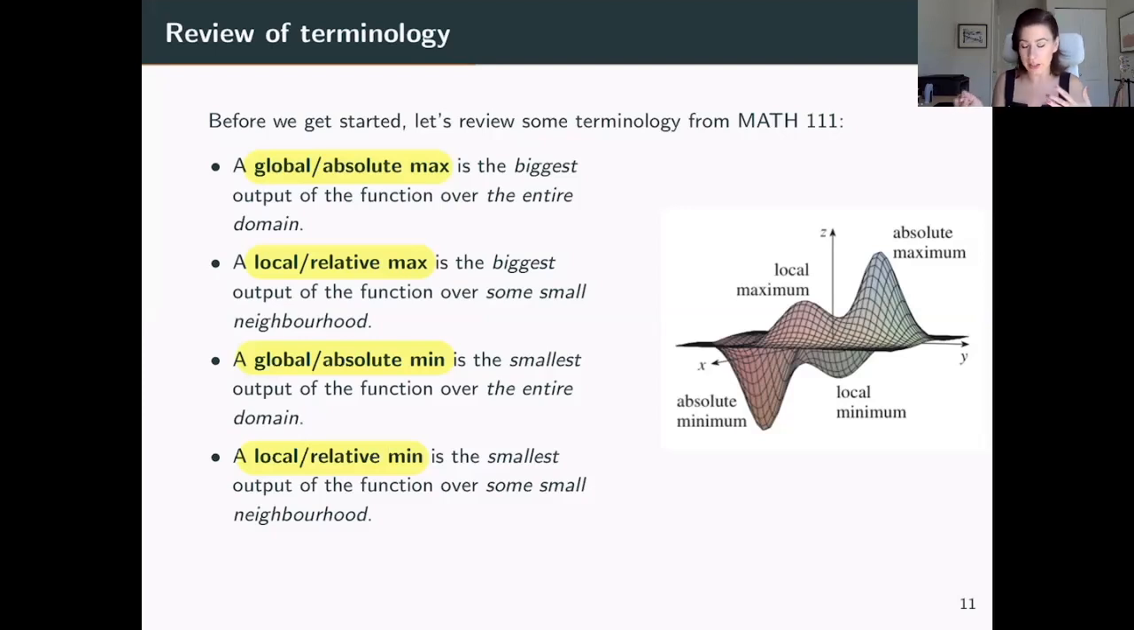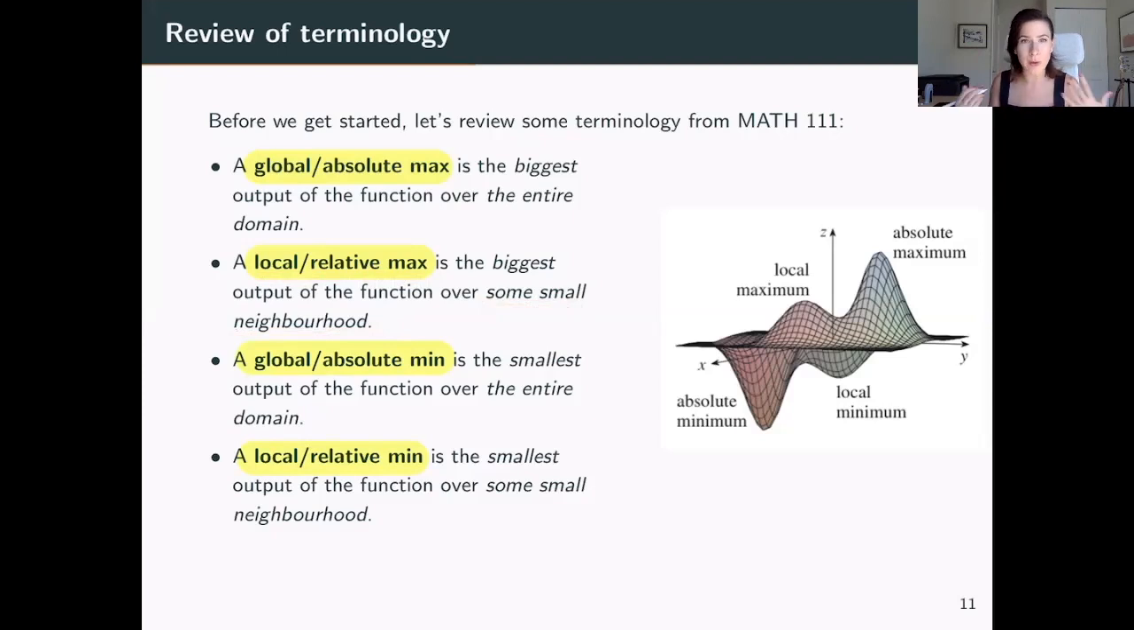And so here, another term is the idea of a local or relative max is going to be the biggest output of the function over some small neighborhood. So we need to choose what the neighborhood is before we can start talking about local extrema. And then global and local minima, same definition, but instead of looking at the biggest output, we're going to be looking at the smallest output.